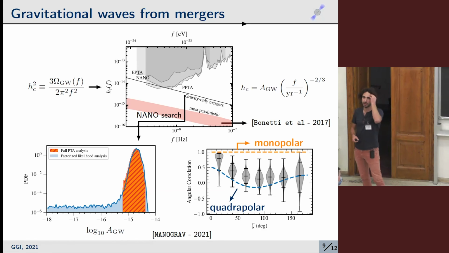And one thing which is also ongoing right now is the other collaborations are combining their data into the International Pulsar Timing Array, and hopefully they'll be able to also detect and confirm the signal, which would be a remarkable discovery, probably one of the biggest in our field in the last few years.